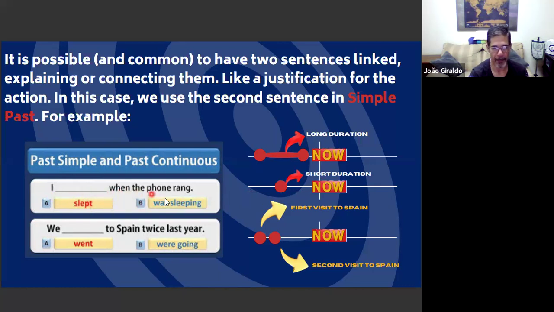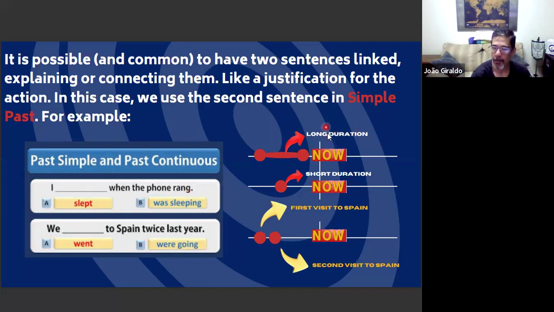I was sleeping or I slept when the phone rang. So check, guys, we have two actions. One action is the telephone ring. The other action is me sleeping. Okay, so I have to connect these two sentences. What is necessary to think? What is the longer sentence? Okay, the telephone ring or the duration of your sleep. So, obviously, the duration of your sleep is the longer duration, is the longer action.